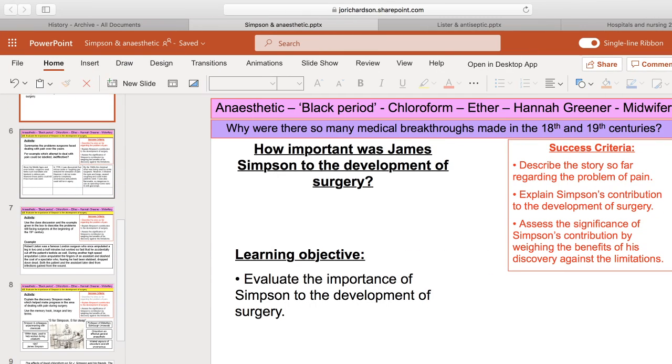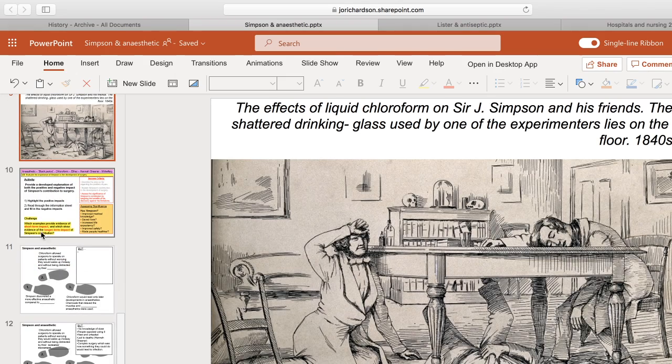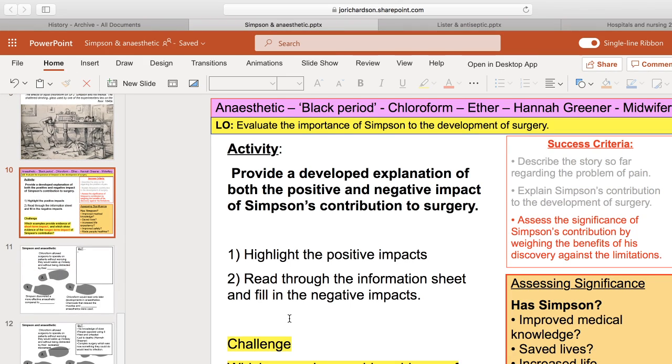After you've done that, just to give you a source, this explains that he was experimenting with friends, and they discovered that chloroform knocked them out. Therefore, it was an effective anaesthetic. It completely knocked them out.